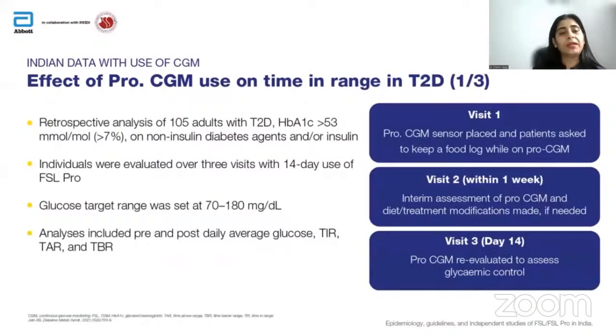Now let us look at some more data on the effect of pro-CGM use on time in range in patients with type 2 diabetes. This is a retrospective analysis of 105 adults with type 2 diabetes, A1C more than 7% on non-insulin diabetes agents and or insulin. Individuals were evaluated over 3 visits with 14 days use of the professional CGM. Glucose target range was set at between 70 to 180 milligrams per deciliter, and the analysis included the pre and post daily average glucose, the time in range, time above range, and the time below range.